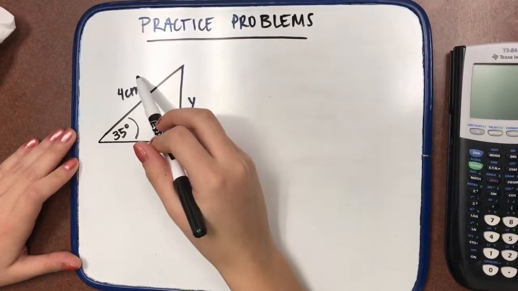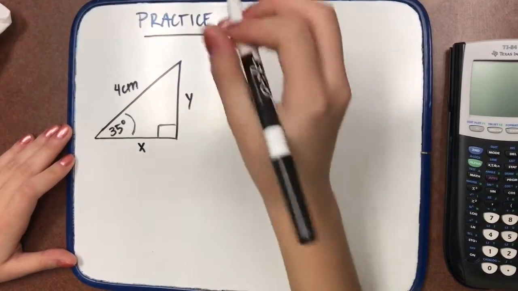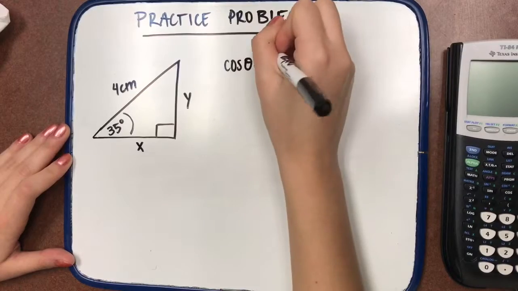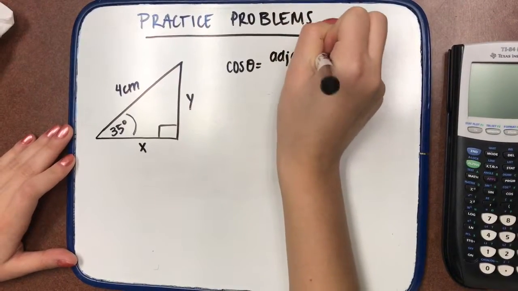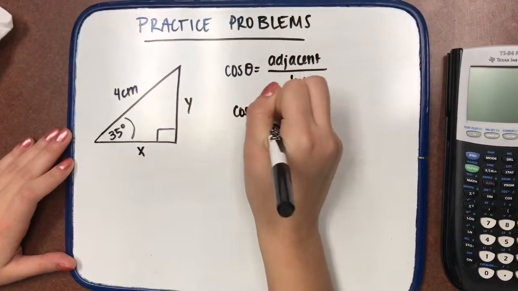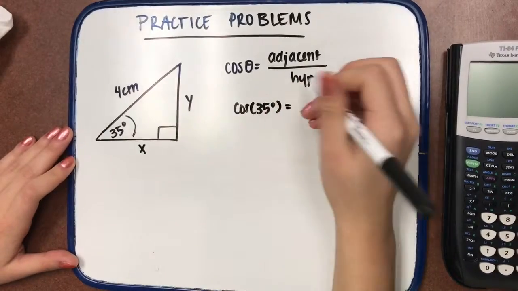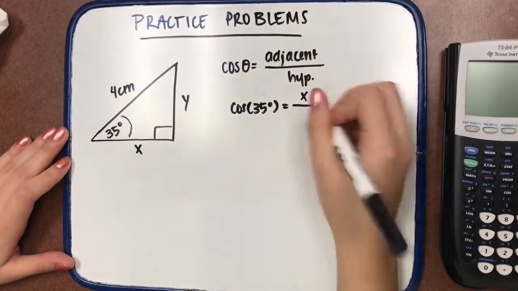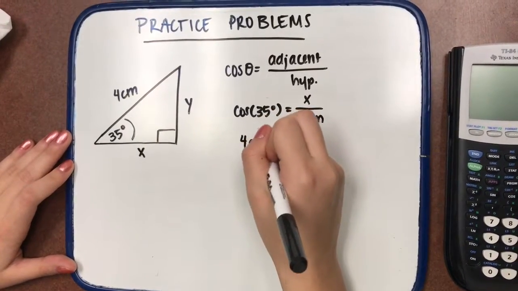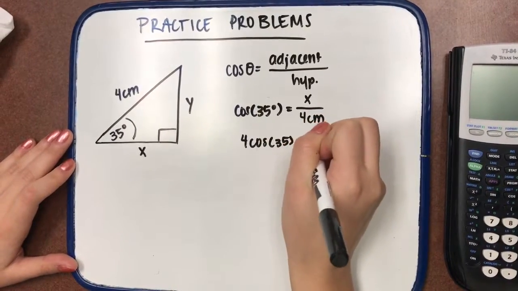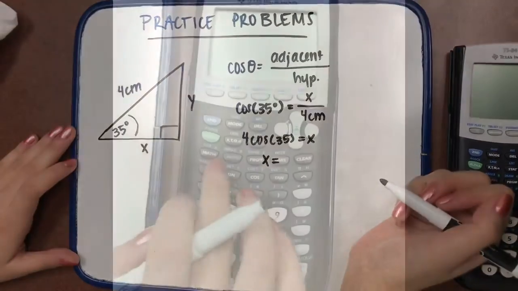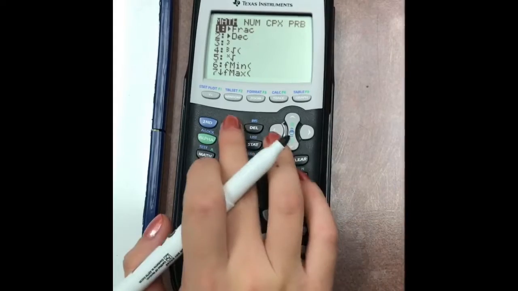So now we know that cosine of theta is adjacent over hypotenuse. We should know that x is adjacent to the 35 degrees, so that's going to be x over 4 because the hypotenuse is 4. So cosine of 35 is equal to x over 4. We're trying to find x, so we cancel out the 4 and put it on the other side of the equation. It's going to be 4 cosine 35 is equal to x.